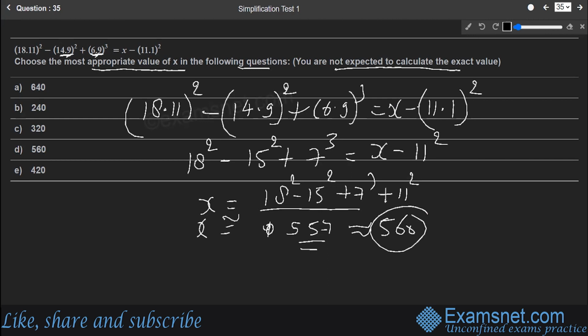Okay, so we can see the gaps between options are very high. So we can clearly see if the number is coming somewhere close to 550 or 560, which option will be right? The option D will be completely right. That is the right answer as well.